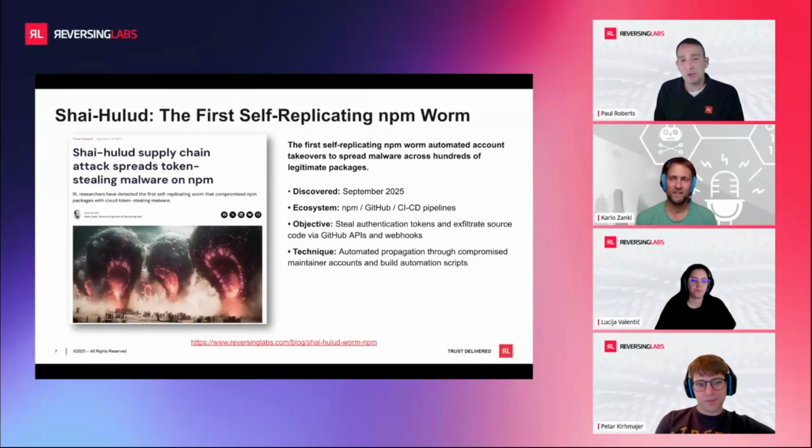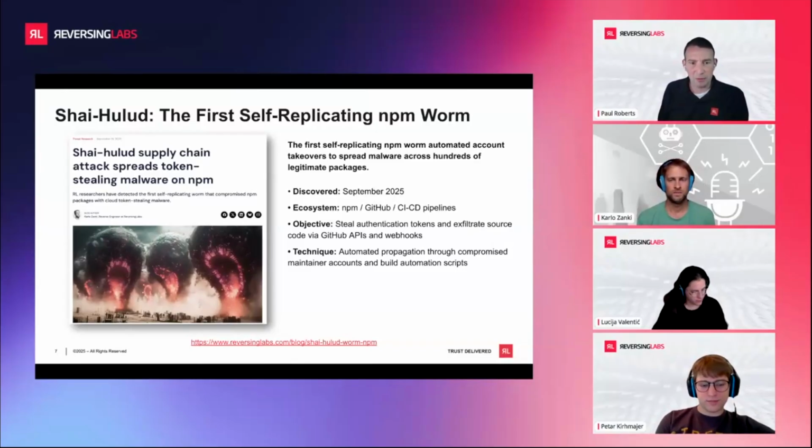Really interesting. Do we know, Karlo or Lucia, so we understand how this spread, via dependencies once it was established on NPM. Do we understand kind of patient zero and how the initial compromise happened? Was it basically just an account takeover, or what do we know?